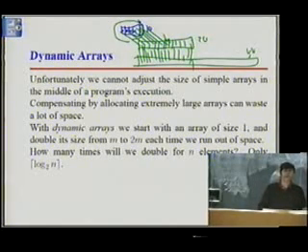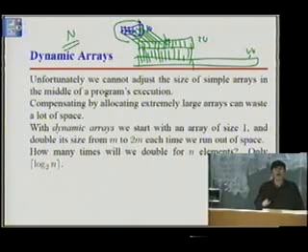Question. With this kind of scheme, is this an efficient scheme or a not very efficient scheme? Let's think about it. How many times might I recopy if I'm going to ultimately end up with n elements? How many times might I have to recopy? Log n. Why is it log n? Because what does log n mean? Log n is how many times I have to double something until I get to n.